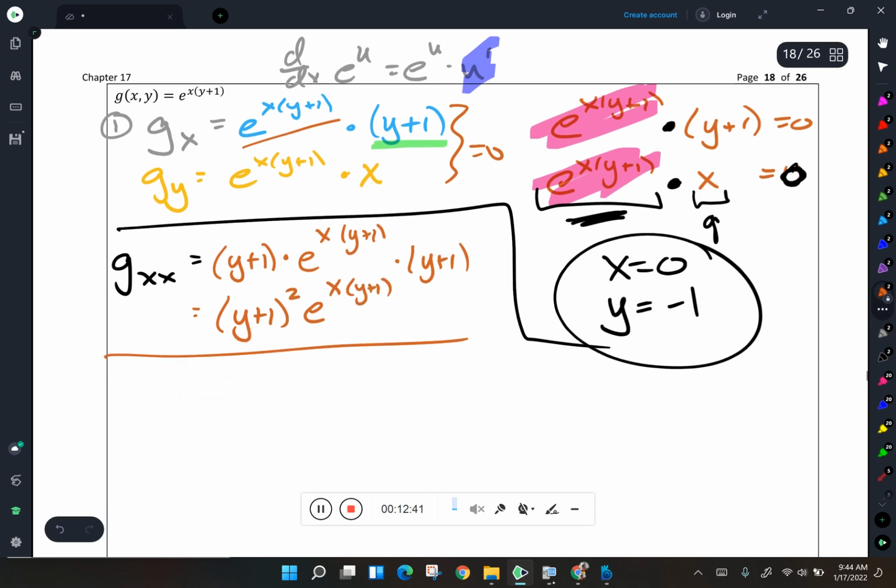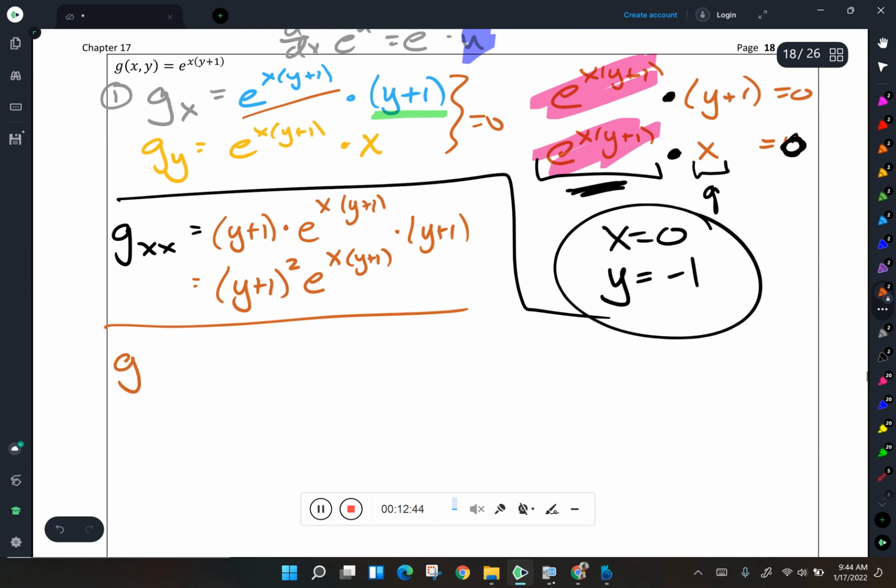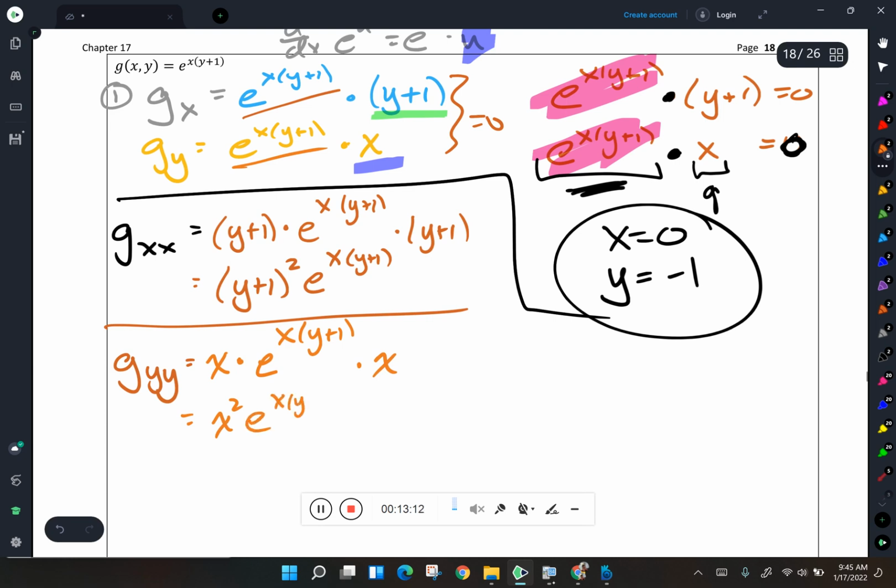Okay? And now I'll find g sub yy. Well, same logic. There's no y there, so that's just going to be a coefficient, so it'll just drag along. And then I take the derivative of this piece right here with respect to y. And so that's going to be e to the x times y plus 1 times another x, or x squared times e to the x times y plus 1.